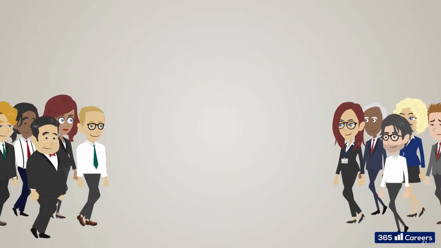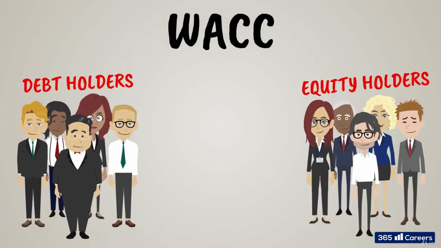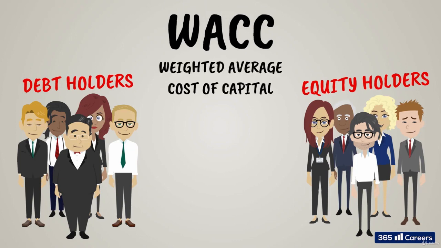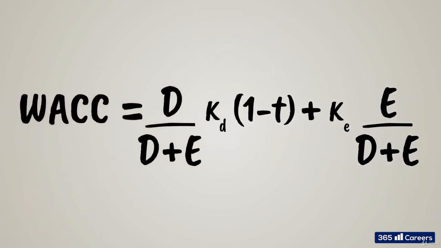The discount factor that considers both debt and equity investors is called weighted average cost of capital, or simply known as WACC. It provides a sense of the average opportunity cost sustained by investors for investing their funds in the firm. Let's look at the WACC formula.